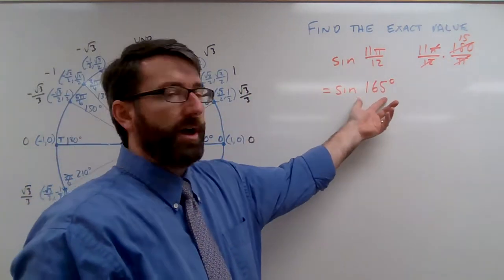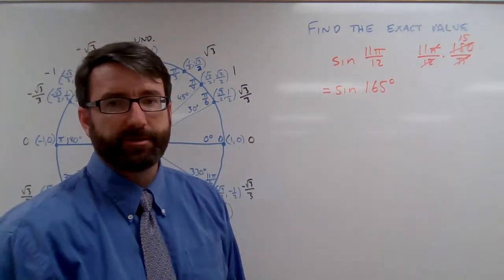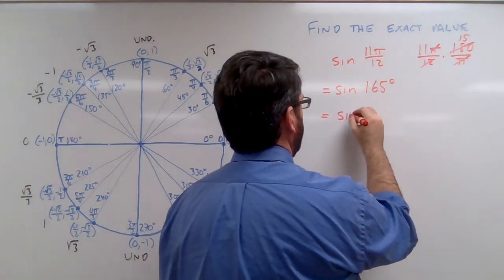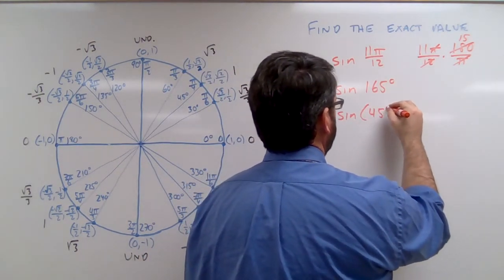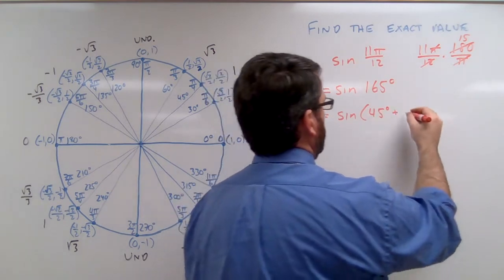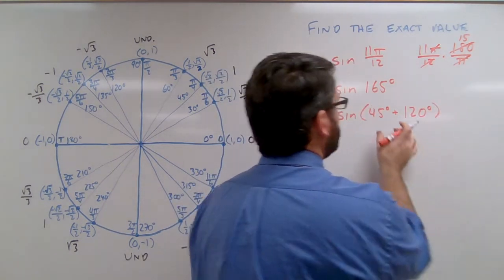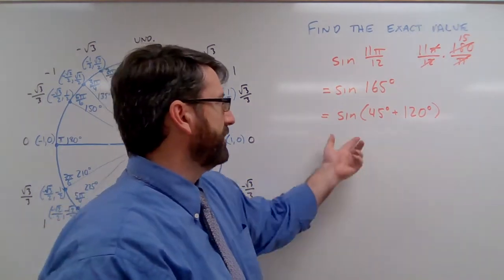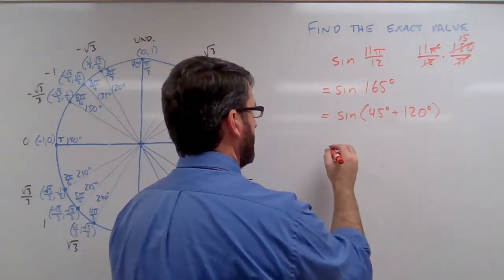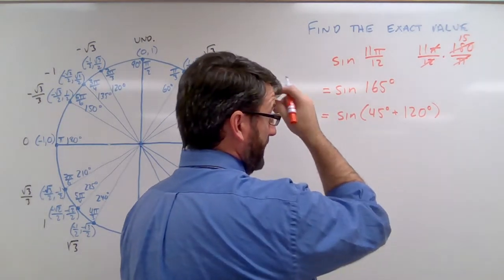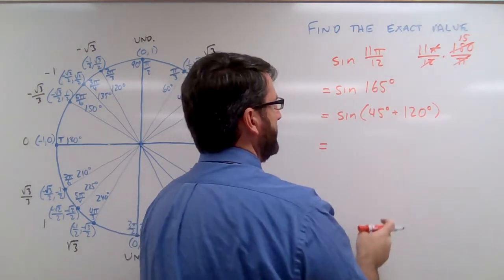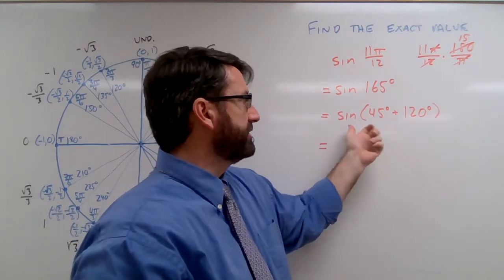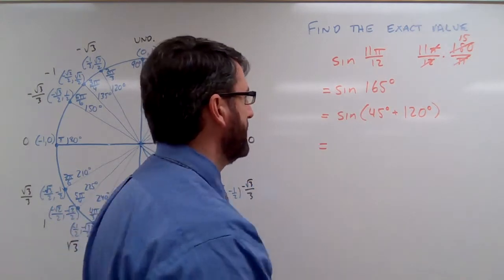All right, now 165 degrees isn't on our unit circle. So we're going to write this as the sine of 45 degrees plus 120 degrees, because 45 degrees and 120 degrees both are on our unit circle. And we can use our sum identity for sine, which is sine of a plus b is equal to sine of a times the cosine of b plus the cosine of a times the sine of b.